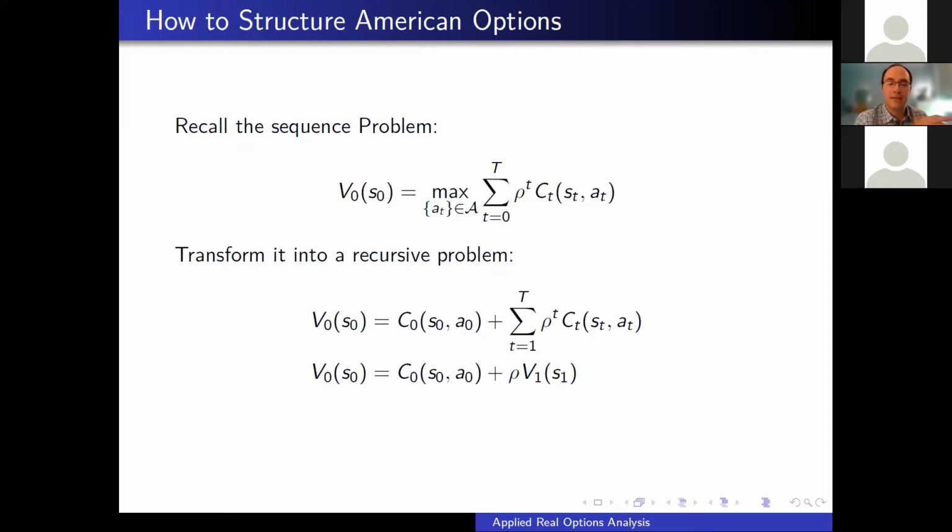And what we can see is that now we can rephrase this to say that the value of the current state is the cash flow, C sub 0, given the initial action, plus the discounted value of tomorrow, of the next state at the next time period. So this is why it's a recursive problem, because now we have V on both sides, and we're going to exploit this in the algorithm.